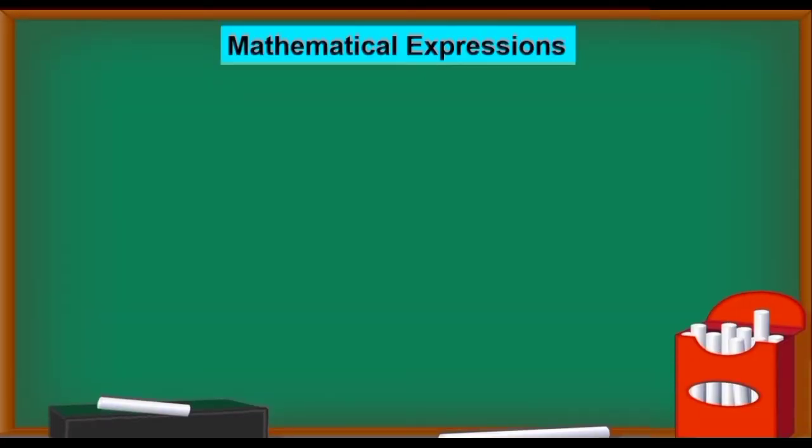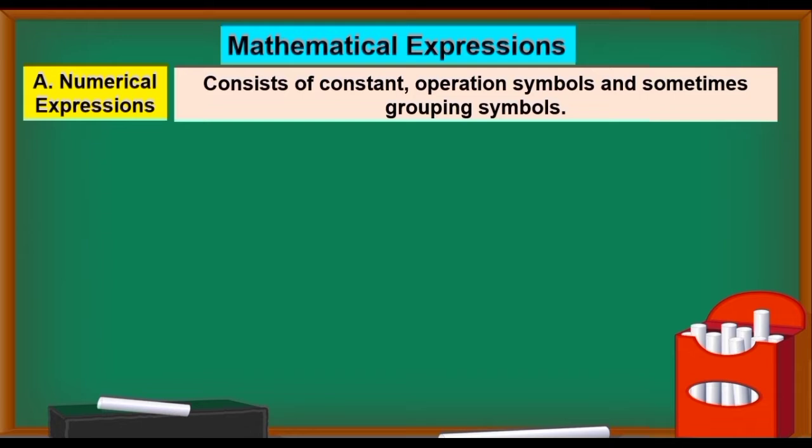So, what are mathematical expressions? We have to identify what a numerical expression is. Pag sinabi pong numerical expression, it consists of constants, operation symbols, and sometimes grouping symbols. Naalala niyo po ba ano ang tawag sa constant? Pag sinabing constant, numbers. So, ito po ay merong numbers, may operation symbols, may plus, minus, multiply, and divide. Then, minsan, meron din po siyang tinatawag na grouping symbols.